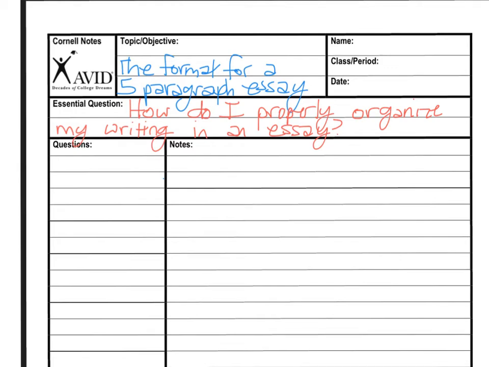Today's topic is the format for a 5-paragraph essay. In the essential question box, write down, how do I properly organize my writing in an essay? Let's begin by addressing the 3 different parts of an essay.